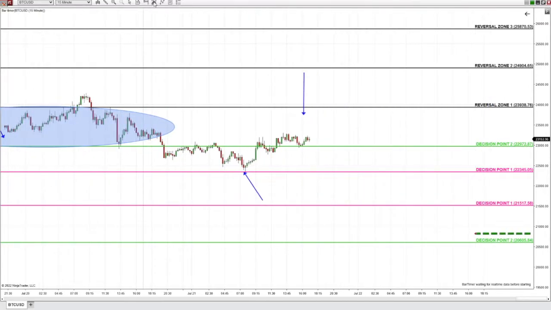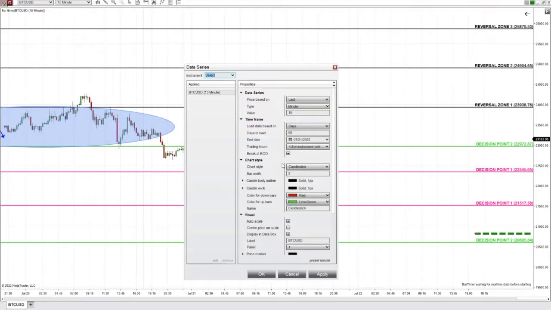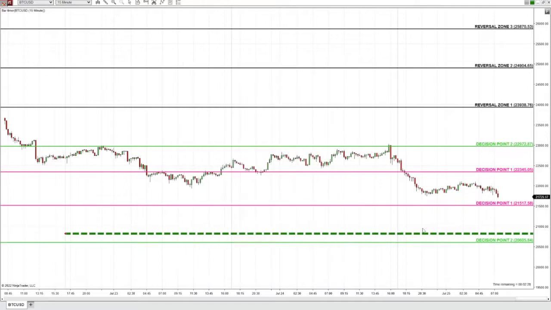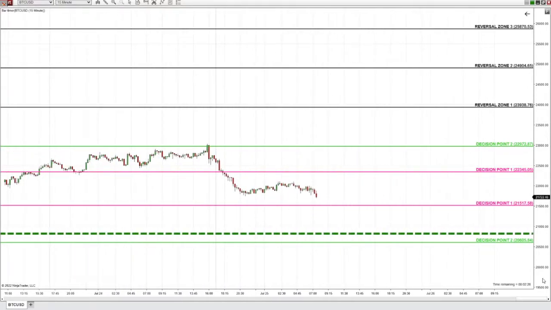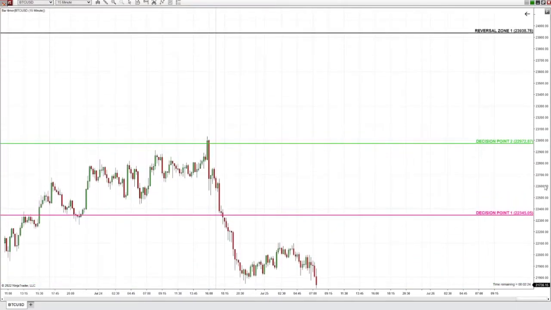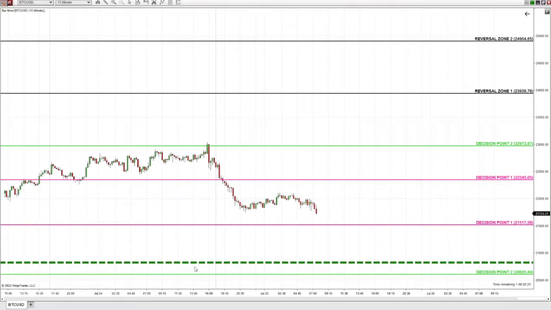So here's Bitcoin this morning. You know where to enter and you know where to exit your trade. And if Bitcoin is not for you, trade Tesla, trade Apple. 21,500 is the key level on Bitcoin next. And what to do at this level? You must obey the rules.